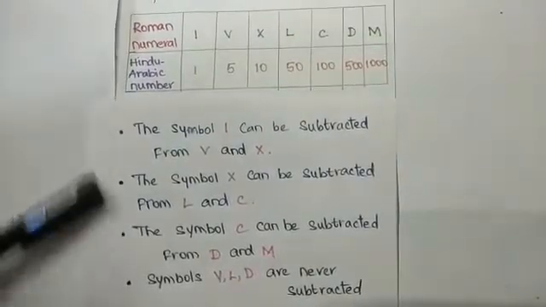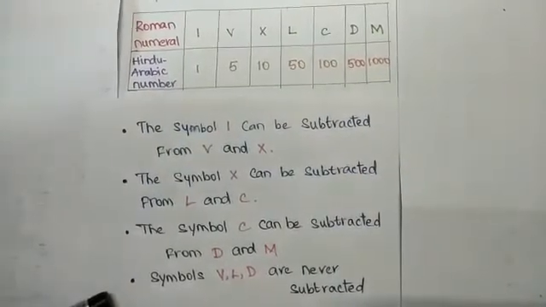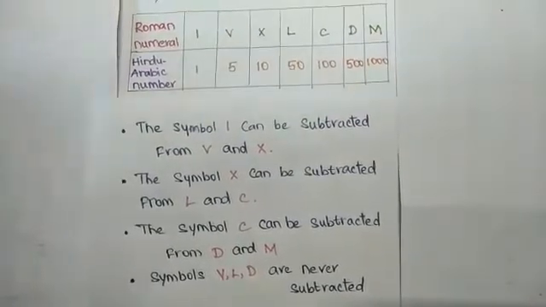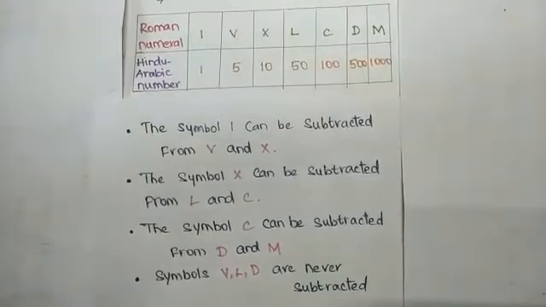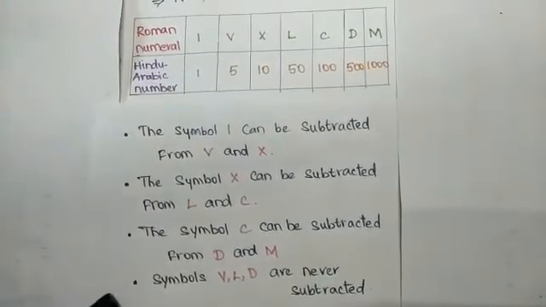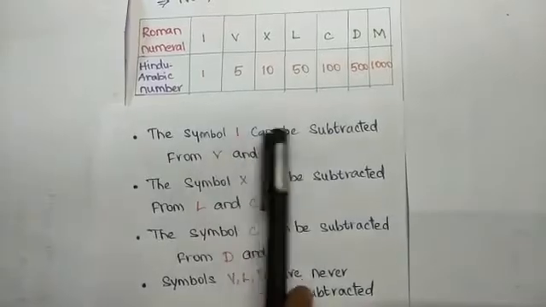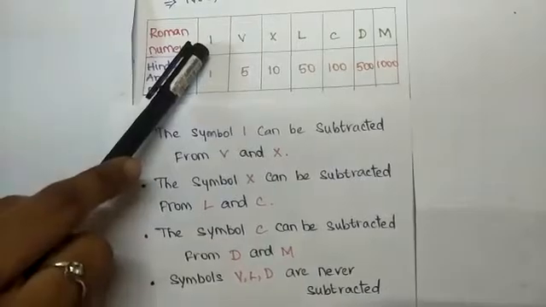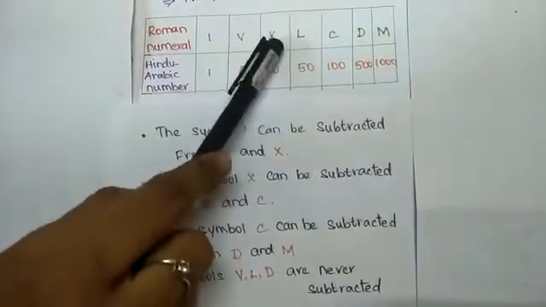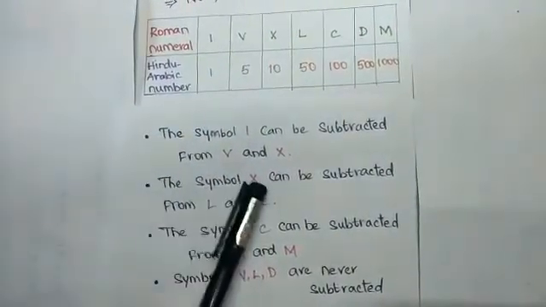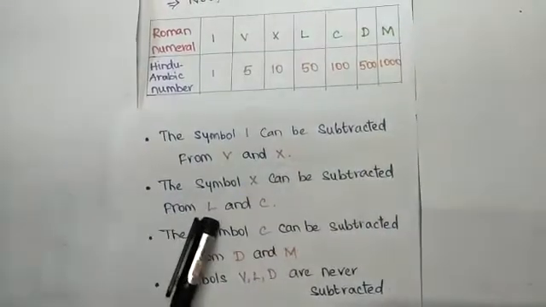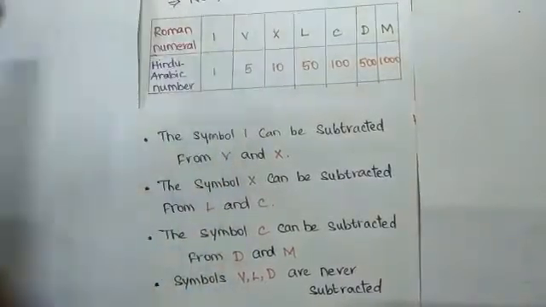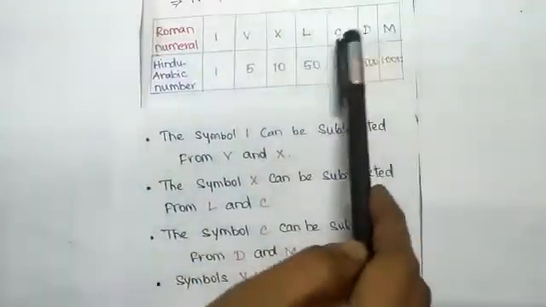Now these are the points to be remembered along with the rules. We already saw rule number 1, rule number 2, rule number 3, rule number 4. Again we are going to see points to remember. The symbol I can be subtracted from V and X. The symbol X can be subtracted from L and C.